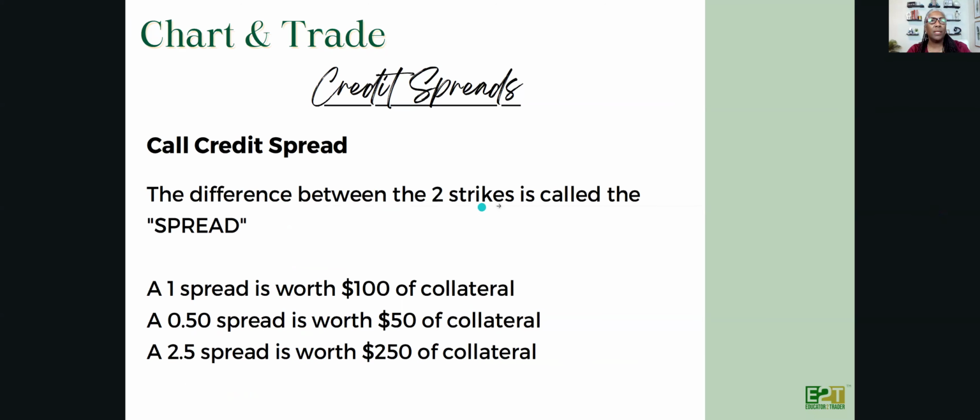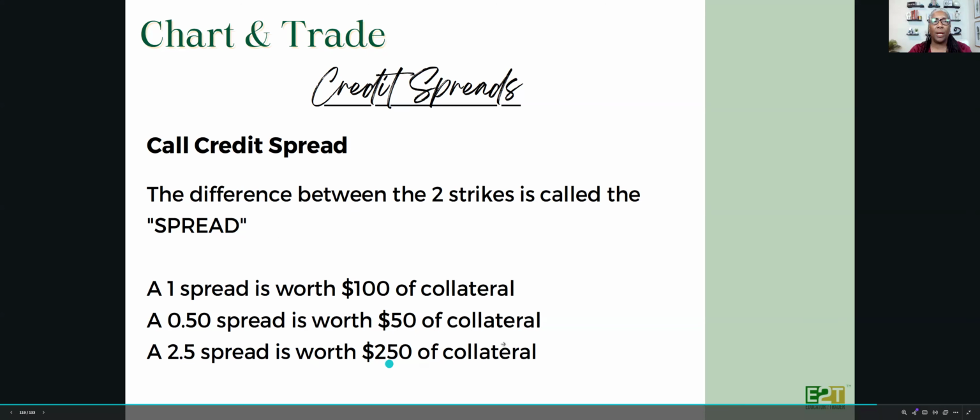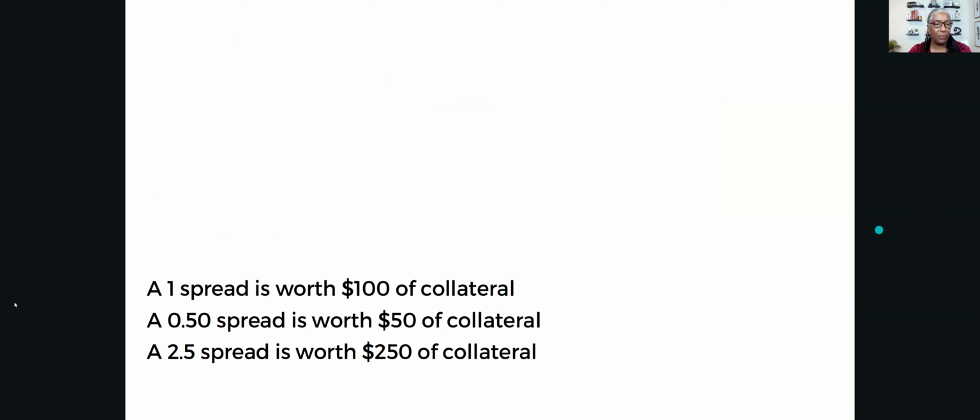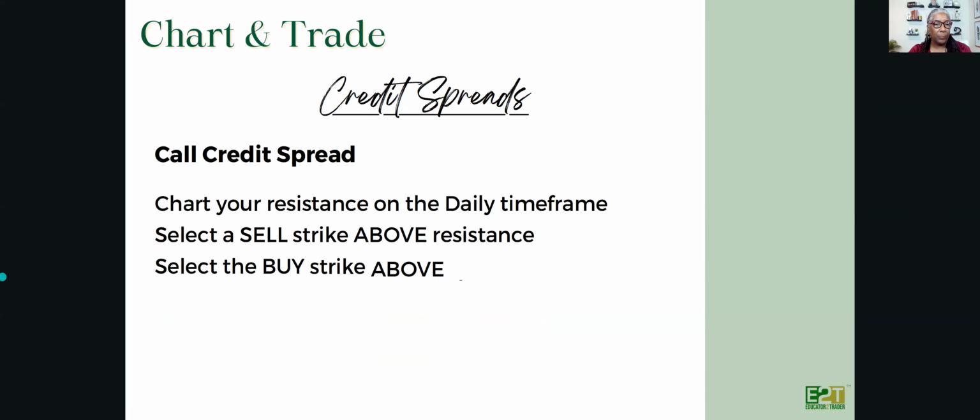The difference between the two strikes is called the spread. That's why it's called spreads, because there's two contracts, and the difference between those two is the spread. A 1 spread is worth $100, a 0.5 spread, which we do have some of those, is $50 worth of collateral, and a 2.5 spread is $250 of collateral. I mentioned that on the last slide, but that's what that's all about.